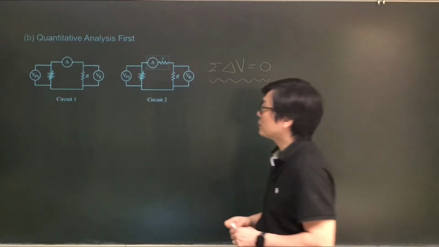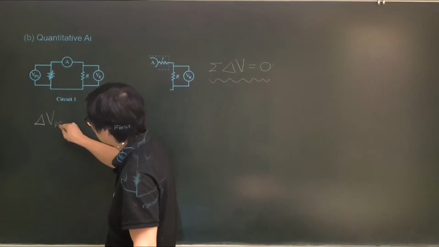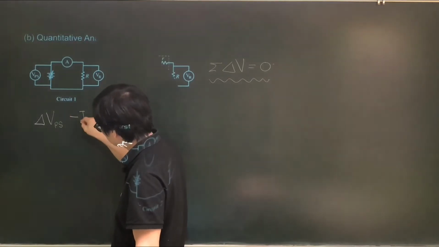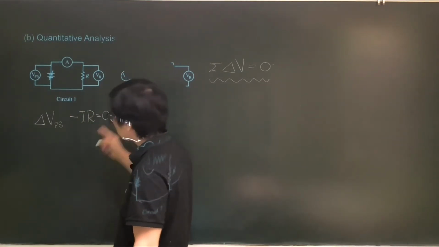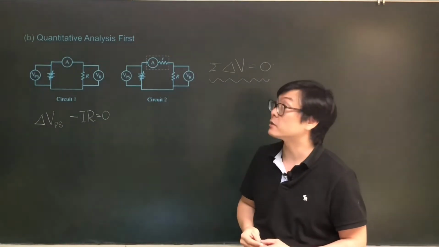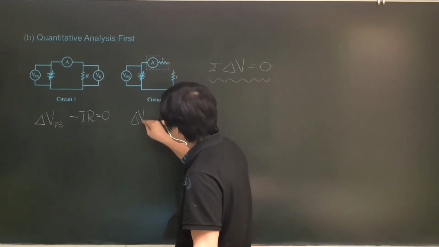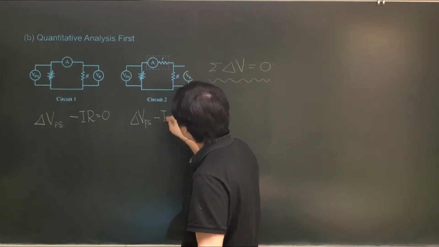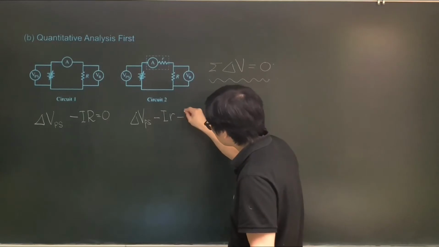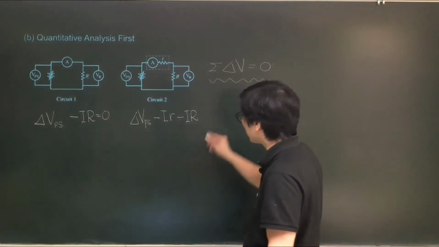Okay, so here we can start from the voltage. Delta VPS is a gaining voltage in this circuit, and consumed IR equals 0. This is just the equation satisfying conservation of energy in circuit 1. And circuit 2 is delta VPS minus Ir. This is the voltage drop across the internal resistance here, and minus IR is the voltage drop across this external resistance R, and the value equals 0.